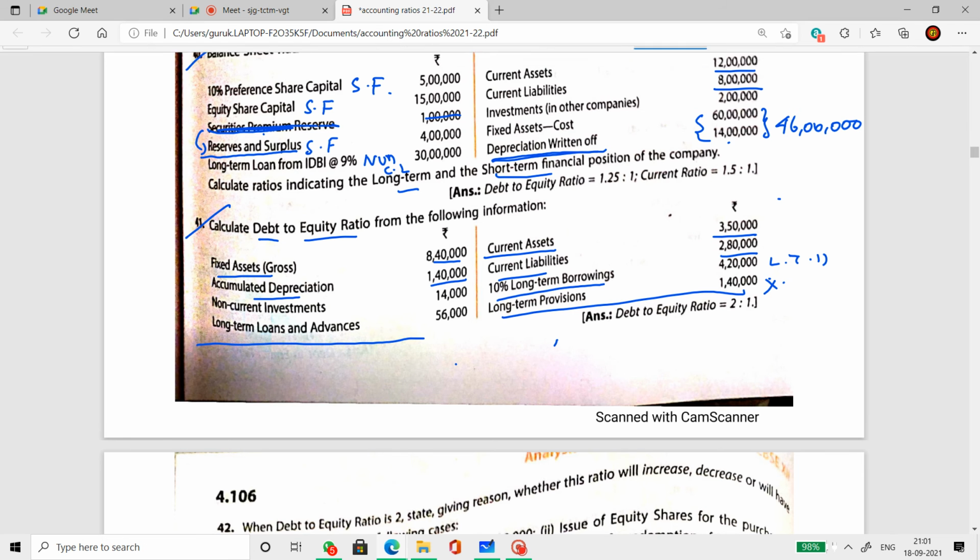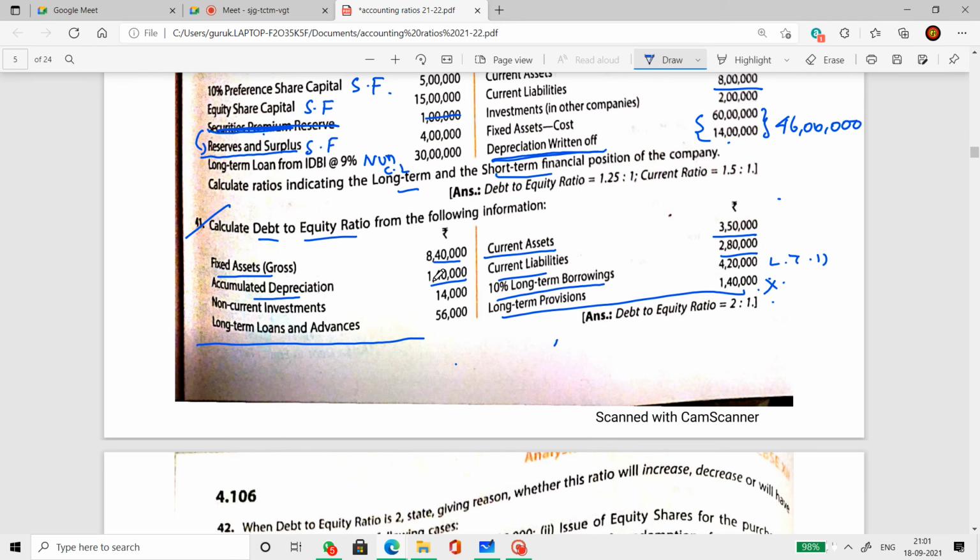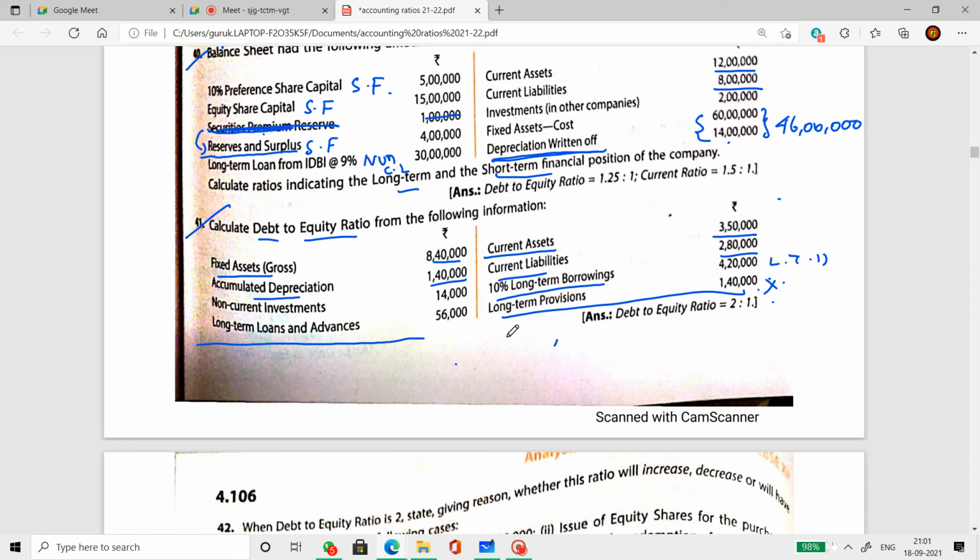This item is different here, which we don't find in the previous question. Now, when you see this first, we feel as if the accumulated depreciation is given again as long-term provisions, but that's not the case. Accumulated depreciation is given separately, and this is provision for some other items, like provision for bad and doubtful debts, provision for any other compensation, workman's compensation, any other reserve. So this provision is not the accumulated depreciation, but something else. Hence, we should add it to the long-term debts.